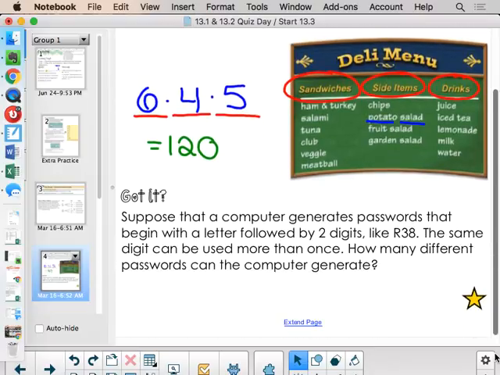Yes, you're right. So here's your turn. You're going to generate passwords. Your password has 1 letter followed by 2 digits. So aka you have 3 characters, okay? This is the reason why I made sure you knew how many letters there were in the alphabet and what was considered a digit. I'll give you a moment here to answer this question.